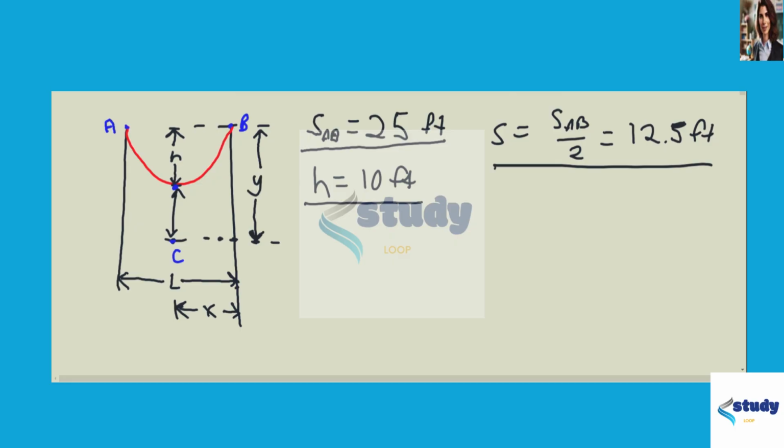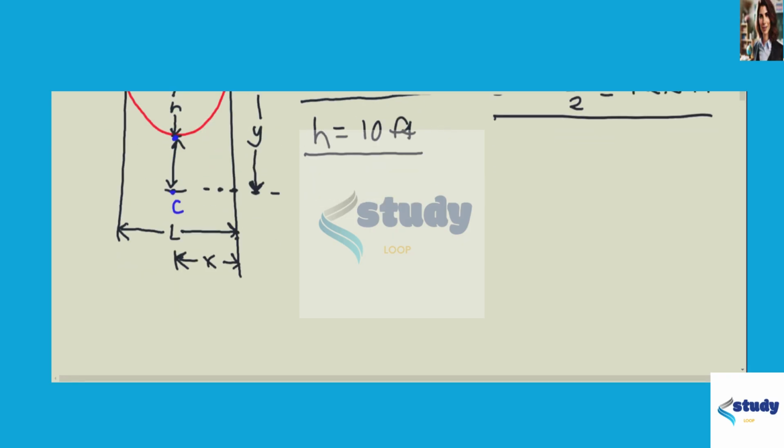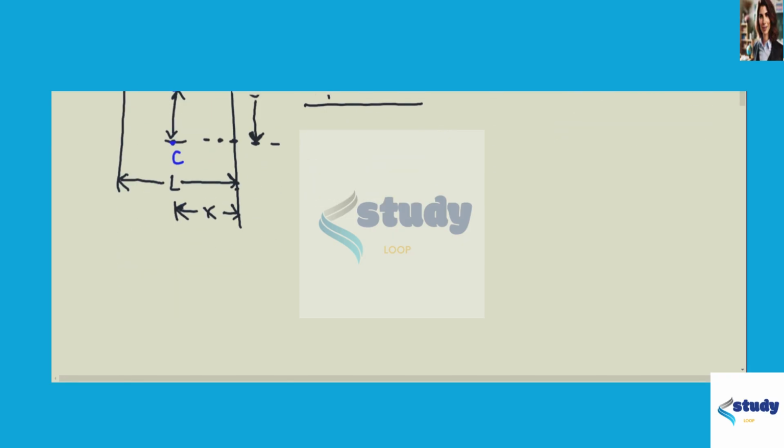So we need to find the distance between the supports, and then we also need to find the maximum tension in the chain. So we know a couple of things. We know that Y is equal to H plus C, and C is some point that we do not know yet that is below the lowest point within the chain. So Y is equal to H plus C. We also know that Y squared minus S squared is equal to C squared.